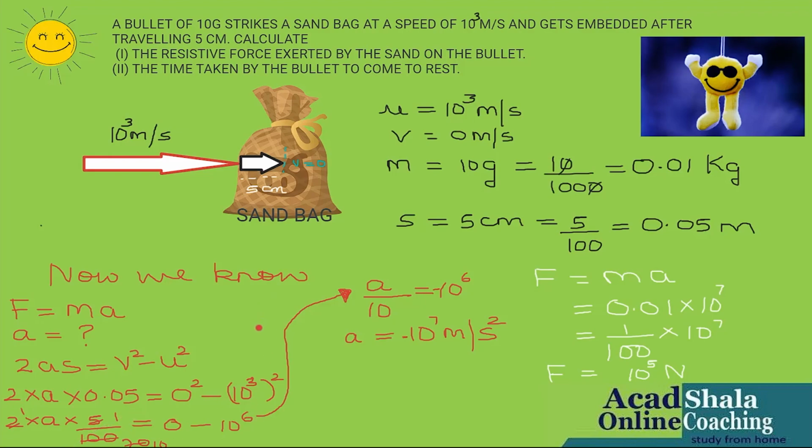Okay, I have simplified here only. After this, the simplified value comes out to be A upon 10 is equal to minus 10 to power 6. And if we do the cross multiplication, it will come out the value, the final value of the acceleration. That is the final answer will be A is equal to minus 10 to power 7 meter per second square.